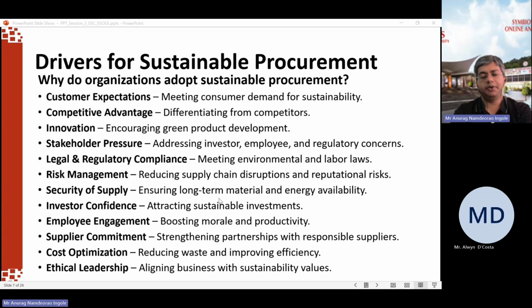Risk management, definitely through sustainable procurement, we'll be able to reduce supply chain disruptions and reputational risk. Or if we are not able to reduce supply chain disruptions, we'll be in a better position to face them or to tackle the challenges arising because of supply chain disruptions. Security of supply, ensuring long-term material and energy availability. Because of low energy consumption, we are ensuring that more resources are available for use in future.